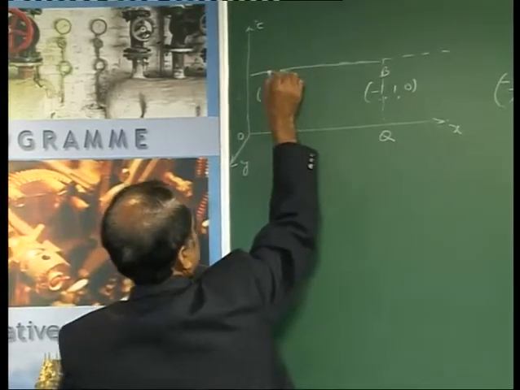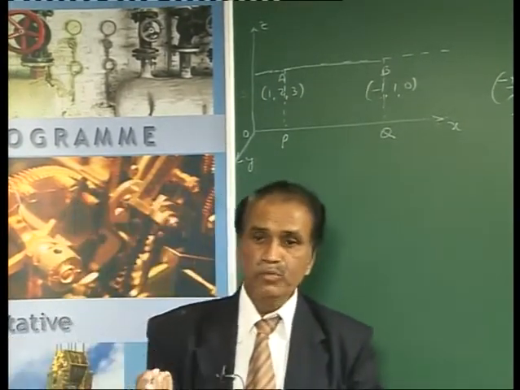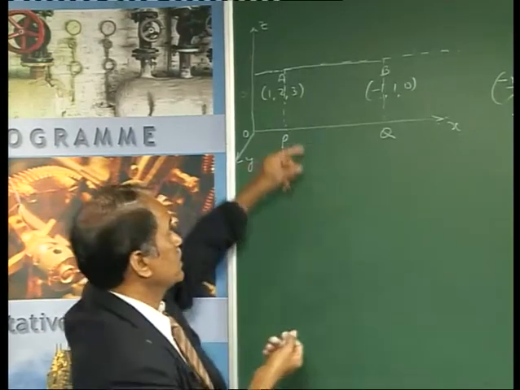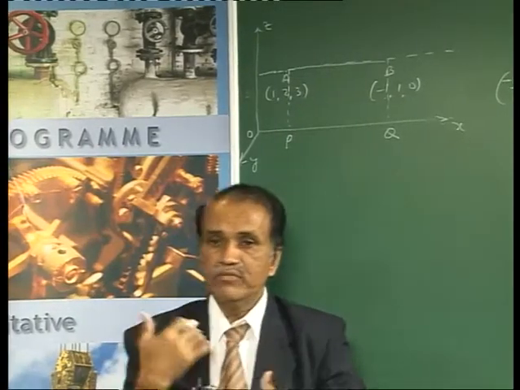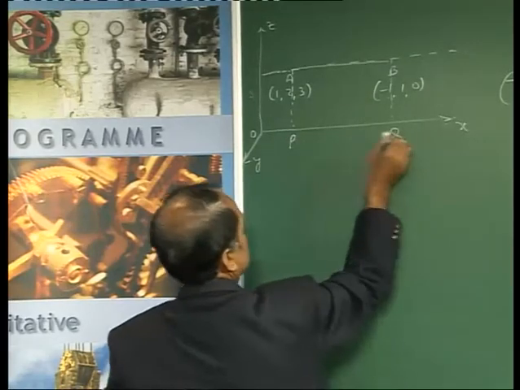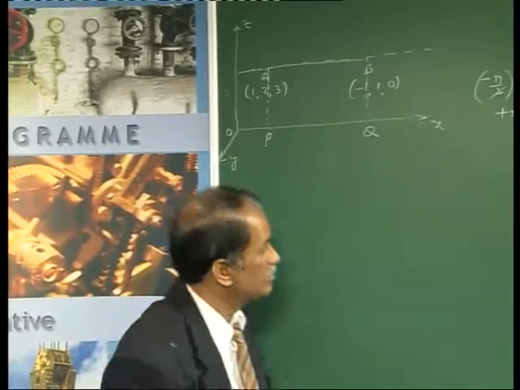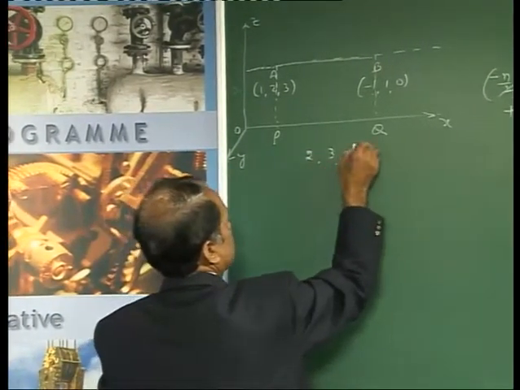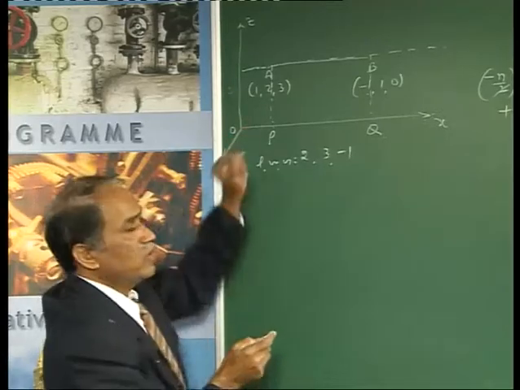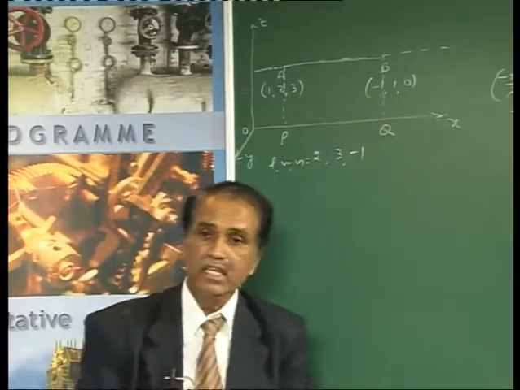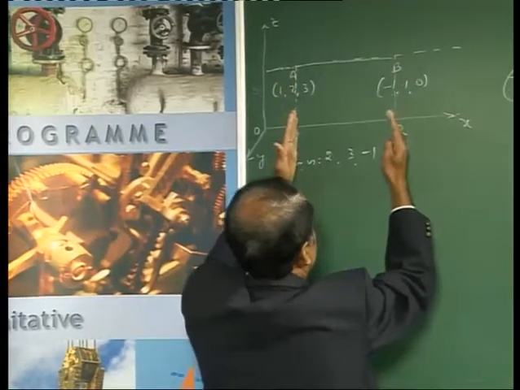The length of the straight line in space, a part of the straight line, is represented by two points through which the line passes, that is (1, 2, 3) and (-1, 1, 0). Its shade will be observed, and we call it a projection, P and Q. This line has DCs 2, 3, -1, which are nothing but l, m, n. Therefore, you already have the formula for finding the magnitude of this projection.